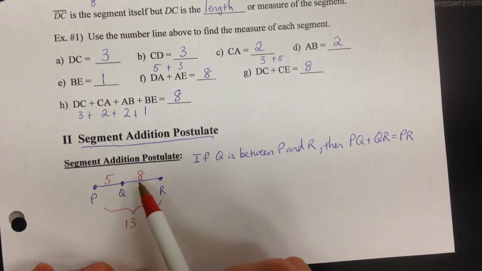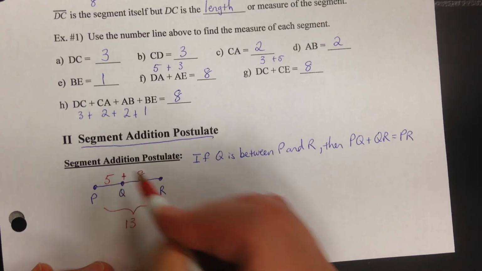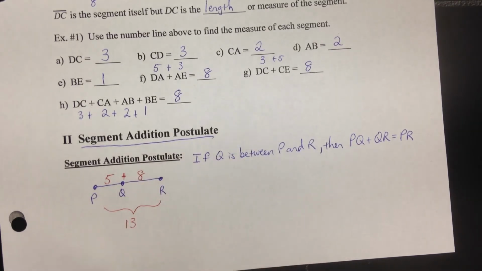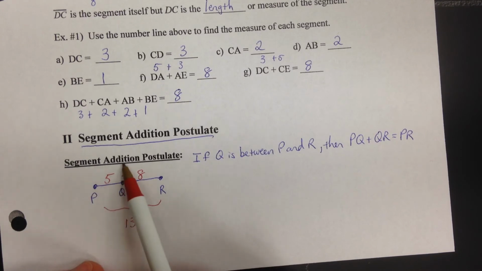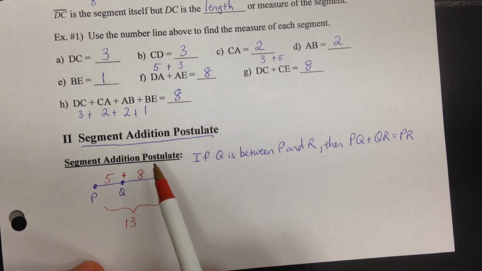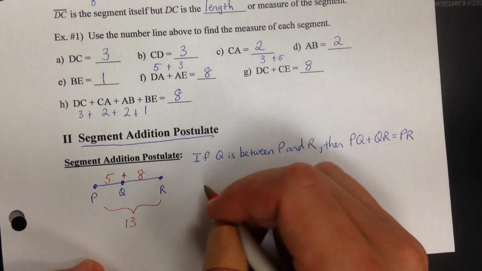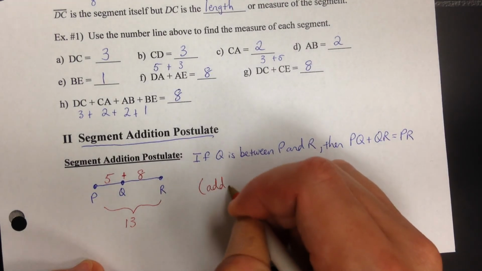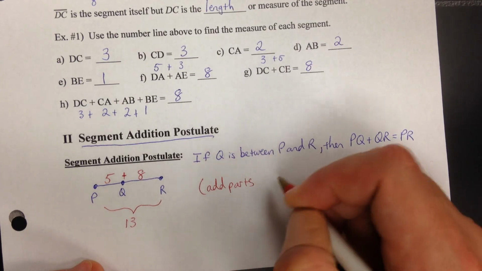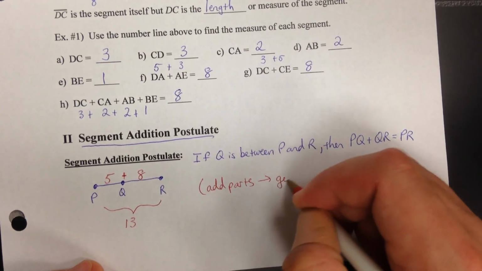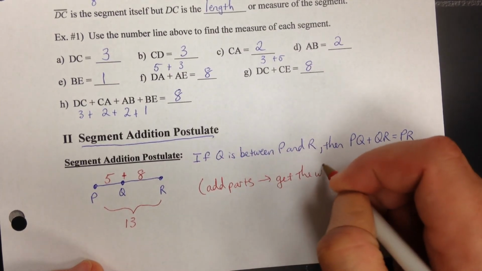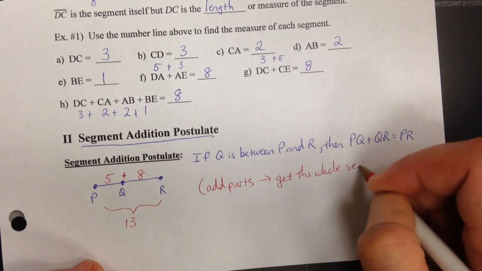So if you add the parts, and I'll put a plus right there, add up those parts, what you get is the whole thing. That's a very important concept. We're going to use it throughout the whole course. And it's called segment addition postulate. What are we doing? Well, we're adding segments. So the concept again, if you add the parts, you get the whole segment. Add the parts, get the whole segment.